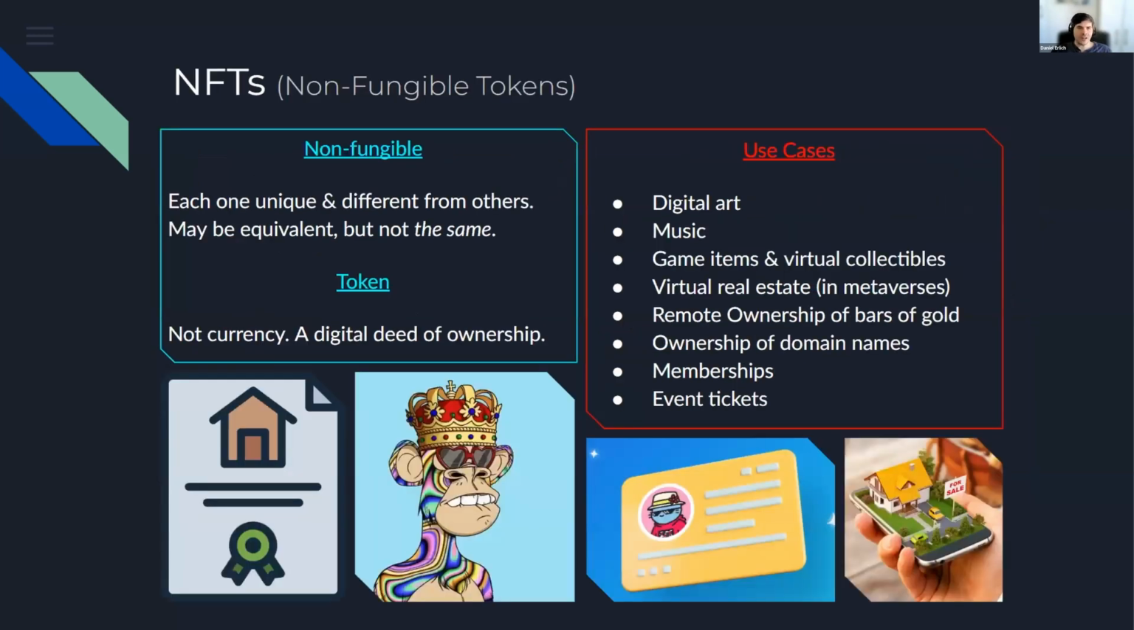So next we have NFTs. I talked about fungibility before. Just to recap, non-fungible tokens, NFTs, means that each one is unique and different from the others. They may be equivalent, but they're not the same. So let's say I own two identical houses in the same condo. They are exactly the same. They were created exactly the same. Well, they're not the same house, even though they are functionally equivalent. They may be neighbors to one another, but they're not the same house.